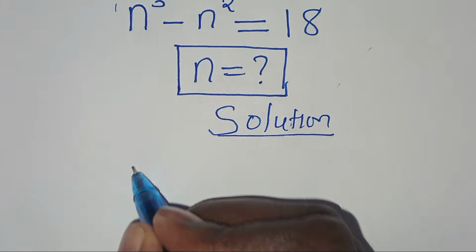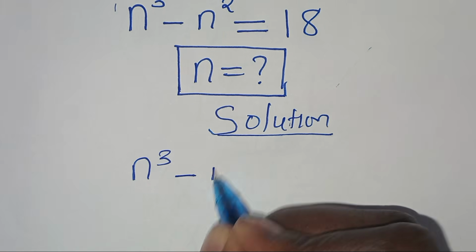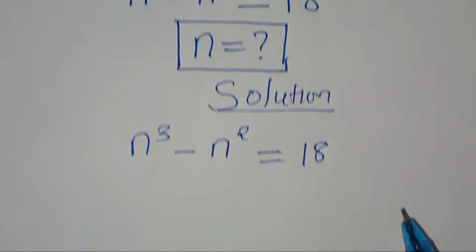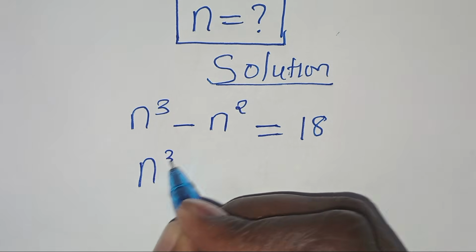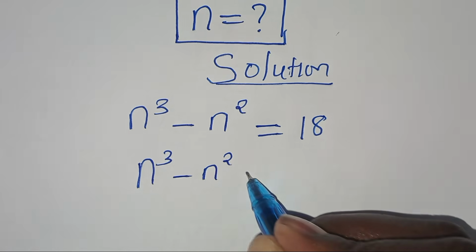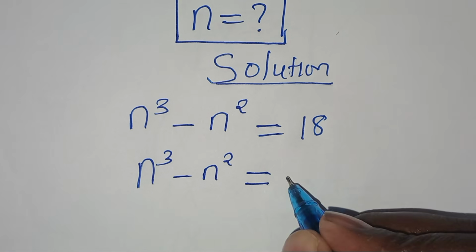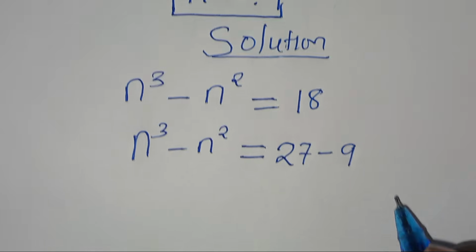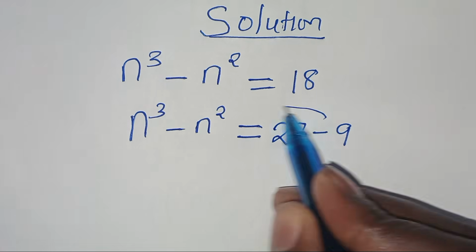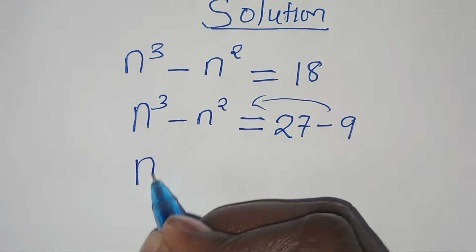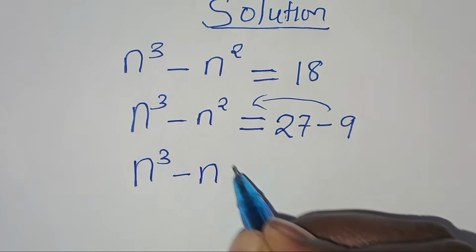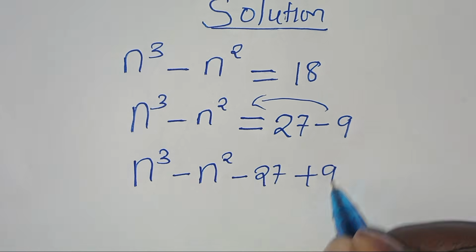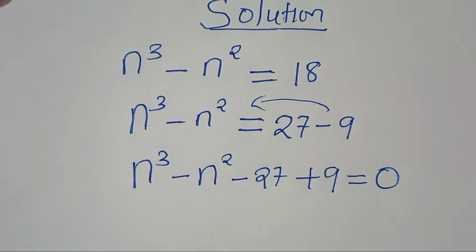So this is n to the power of 3 subtract n to the power of 2, equal to 18. So this is n to the power of 3 minus n to the power of 2, equal to 18, which can be expressed as 27 subtract 9. So let's take 27 minus 9 to the left hand side so that we have n to the power of 3 minus n to the power of 2 minus 27 plus 9. This is equal to 0.